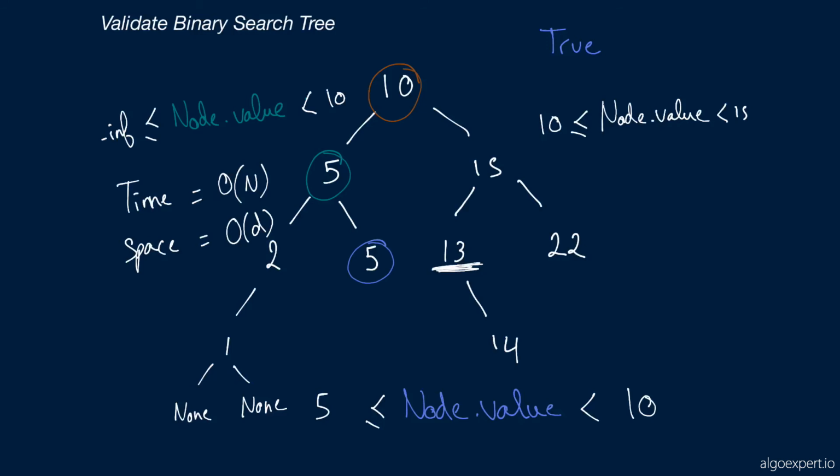Because, you know, there's going to be a point where we call validate BST on the 10 node, then we call validate BST on the 5 node, then on the 2 node, then on the 1 node, and probably then actually on the none nodes, and only then do we go back up. And so that's going to be the largest amount of space that we ever use on the call stack. And so the space complexity can be expressed as O of D, where D is the depth of the tree.